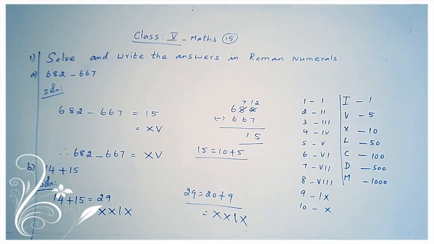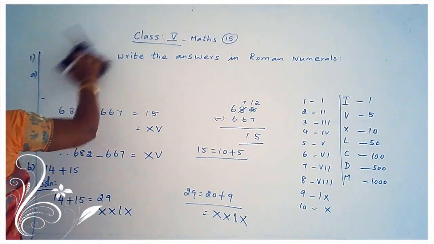So 29 is equal to XXIX. Here XX stands for 20 and IX stands for 9. So that's why 29 is equal to XXIX. Are you clear, children? Have you finished? Now the third question.